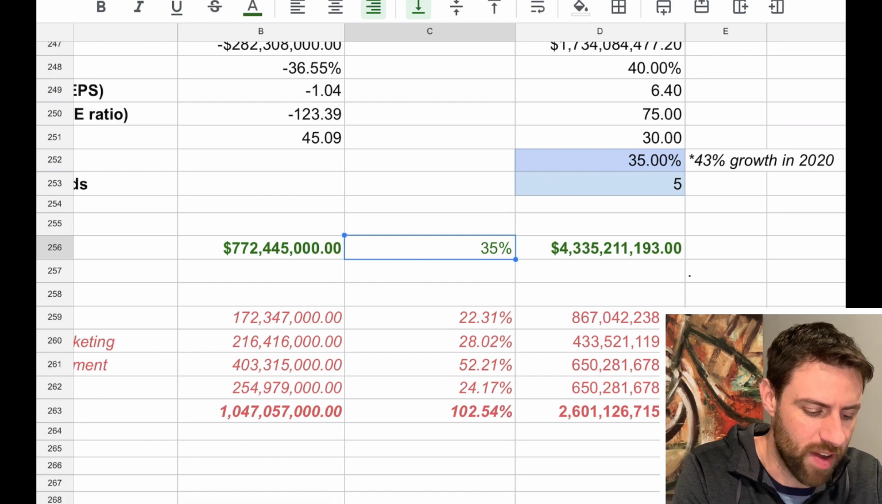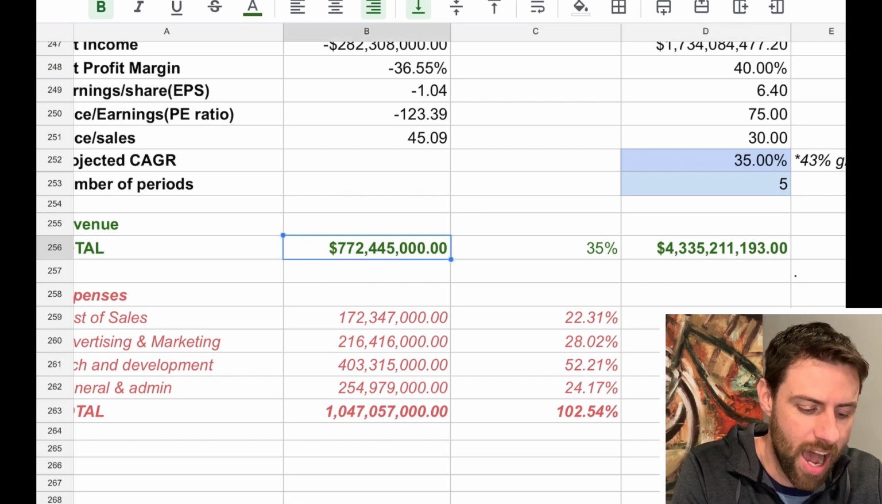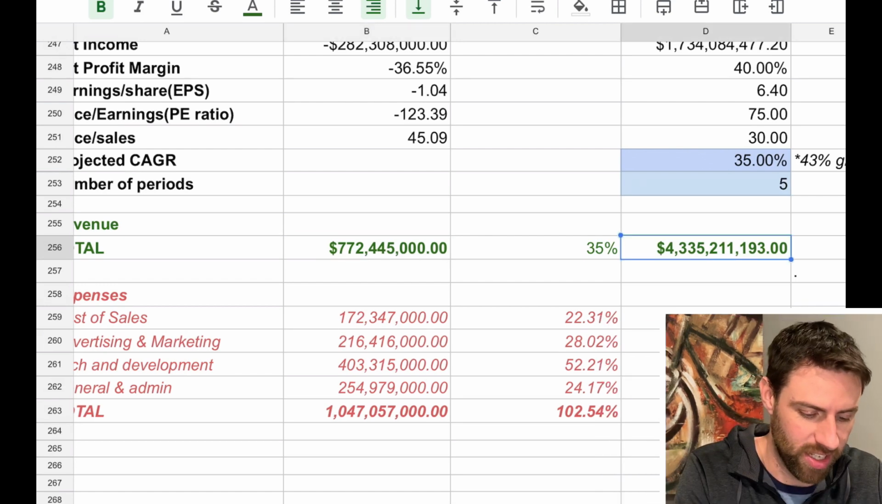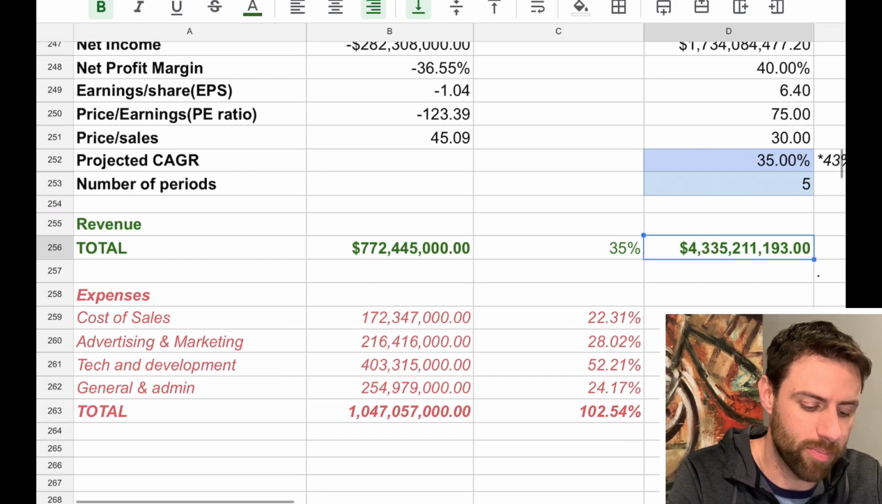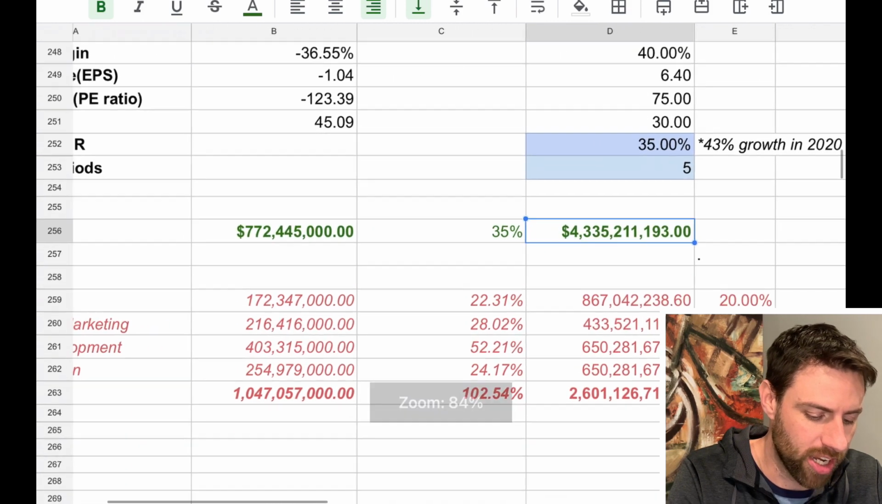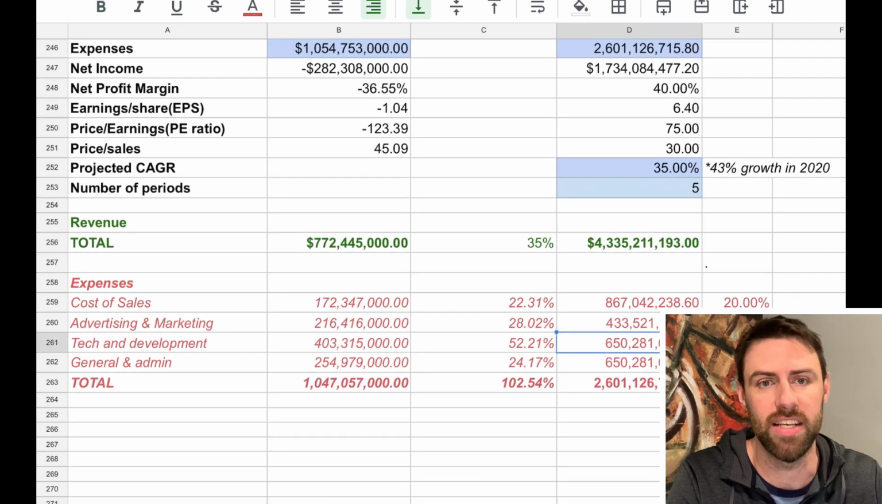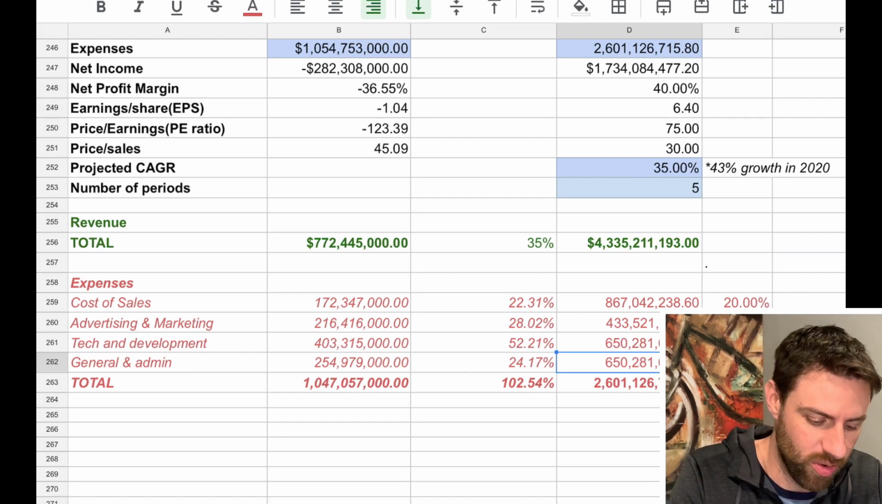And if they accomplish 35%, they would grow revenues from $772 million in 2020 up to $4,335 million by 2026. So you can see how quickly that escalates when you have that kind of growth. And on the expense side of things, I think they'll continue to be able to improve their margins like they've been doing. Cost of sales, I've reduced from 22% to 20% of revenues, and advertising and marketing, as well as tech and development and admin, I've brought down to more industry standards as they increase their volume. I think these percent margins will continue to improve.